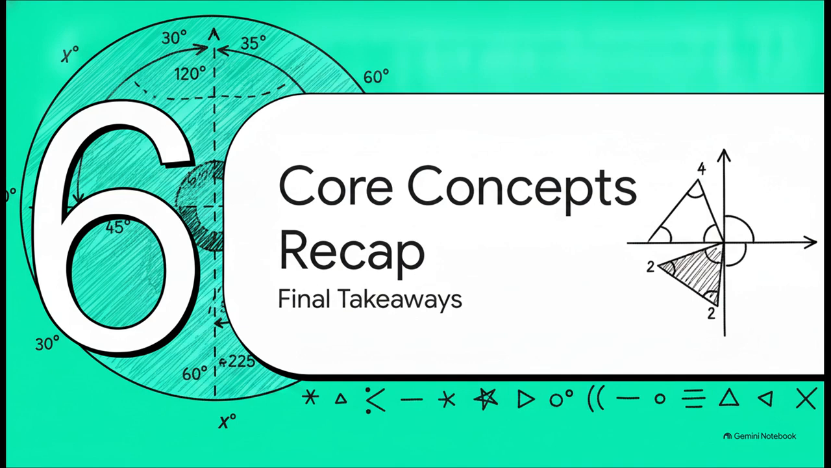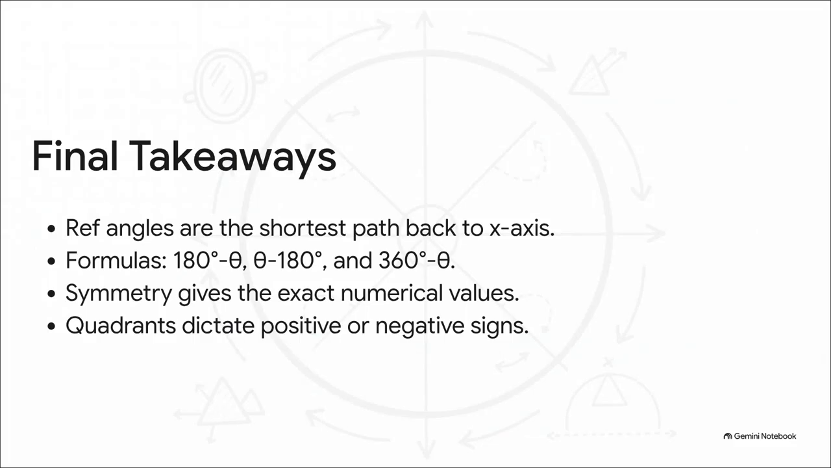Let's wrap this up by summarizing exactly what you need to remember to completely nail Unit 5, Lesson 9. Make sure to lock in these foundational points. First, reference angles are your absolute shortest path back to the horizontal x-axis, keeping you right between 0 and 90 degrees. Second, use your specific formulas depending on your quadrant. Subtract from 180, subtract 180 from your angle, or subtract from 360.